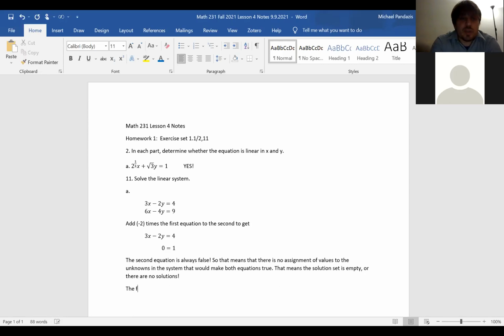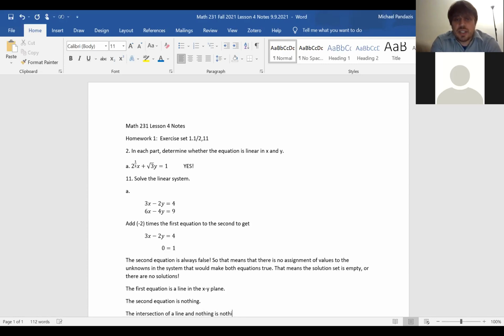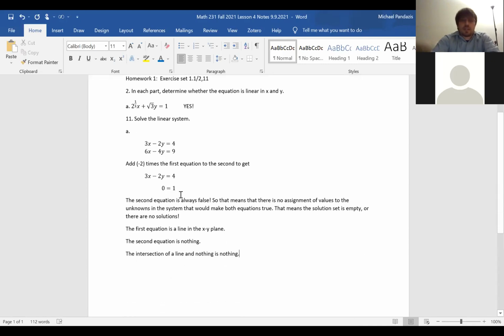The first equation is a line in the XY plane. The second equation is nothing, right? 0 equals 1 has no solution. So if you express it geometrically in the XY plane, it's just nothing. The intersection of a line and nothing is nothing. So there are no points of intersection between the geometric representation of the first equation and that of the second one. And so that's part A of number 11.